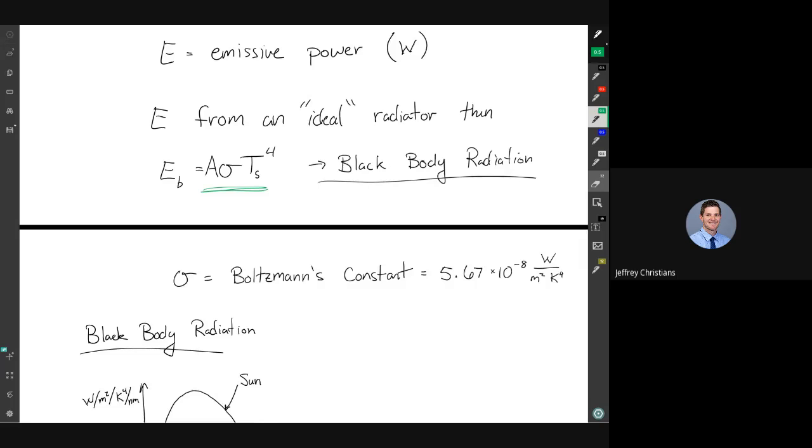So in a lot of cases, we're not going to really worry about radiation because the other types of heat transfer matter more: conduction and convection. If you're talking about your body, the amount of energy that you're radiating is small, so we usually don't have to consider it, but it's always there.